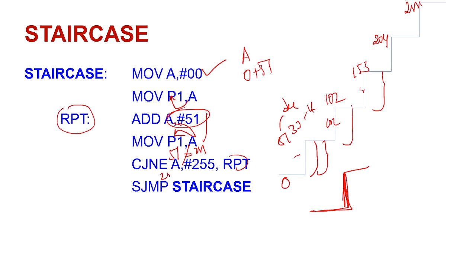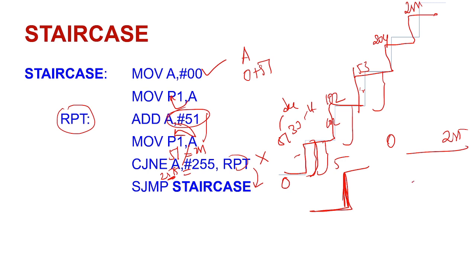Once the accumulator holds the value 255, it will check whether 255 is equal to 255, then the condition fails and it comes out. That means you got the step pattern of the staircase with 5 steps. Why 5 steps? Because I have loaded 51. So 0 to 255 is the maximum for 8 bits. 2 power 8 is 256, that means you can go from 0 to 255. If you take 51 as a step discrete value, you can have only 5 steps: 1, 2, 3, 4, 5. So if the step varies, you can go for n number of steps also. It is based on the condition you want to write.